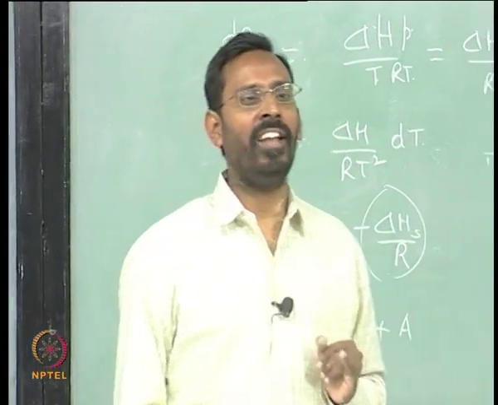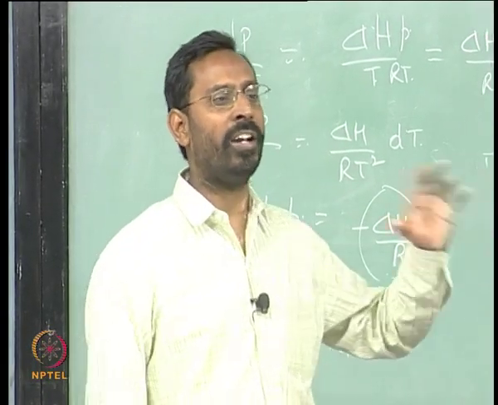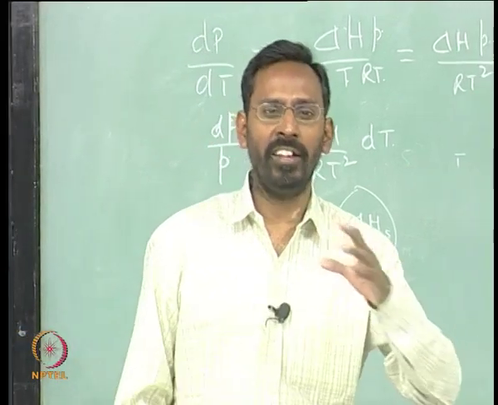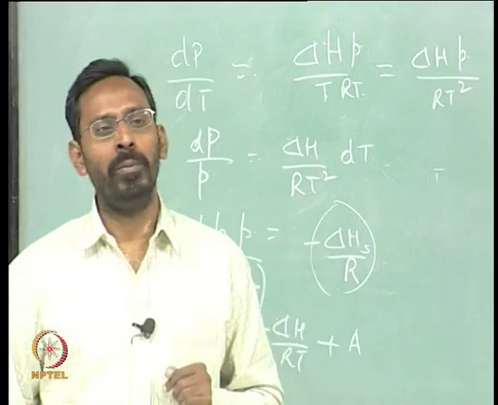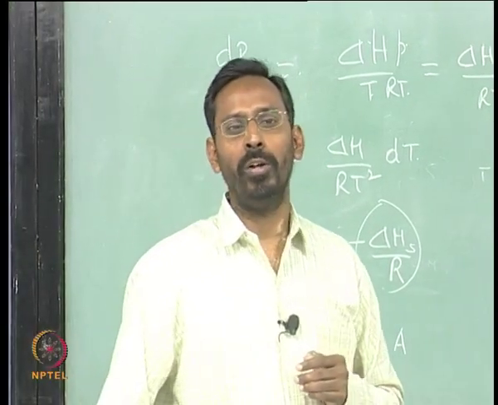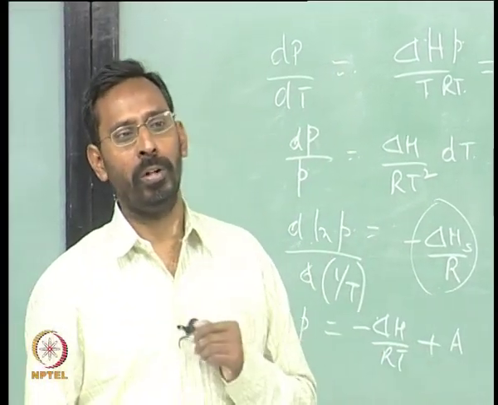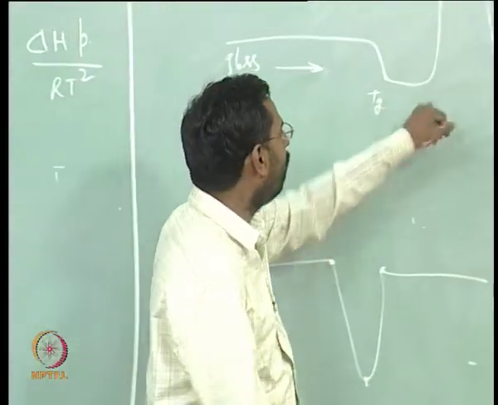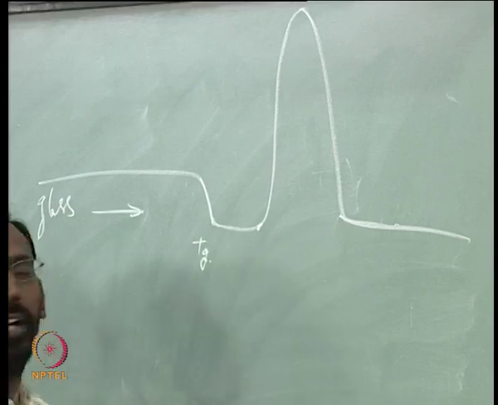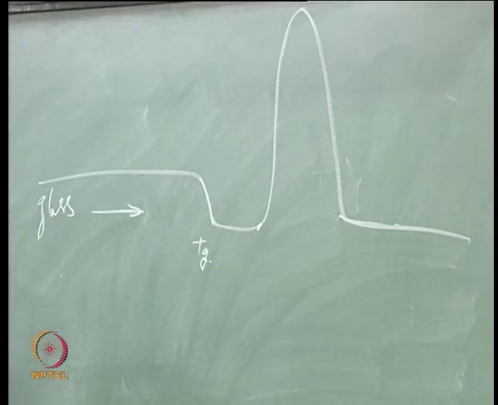So there is a change in enthalpy, which we call the heat of fusion, there is a change in the entropy, which we call the entropy of fusion, and there is a change in the volume, which we call volume expansion or volume change during melting or solidification. Whereas here, no. And this is what we call crystallization.